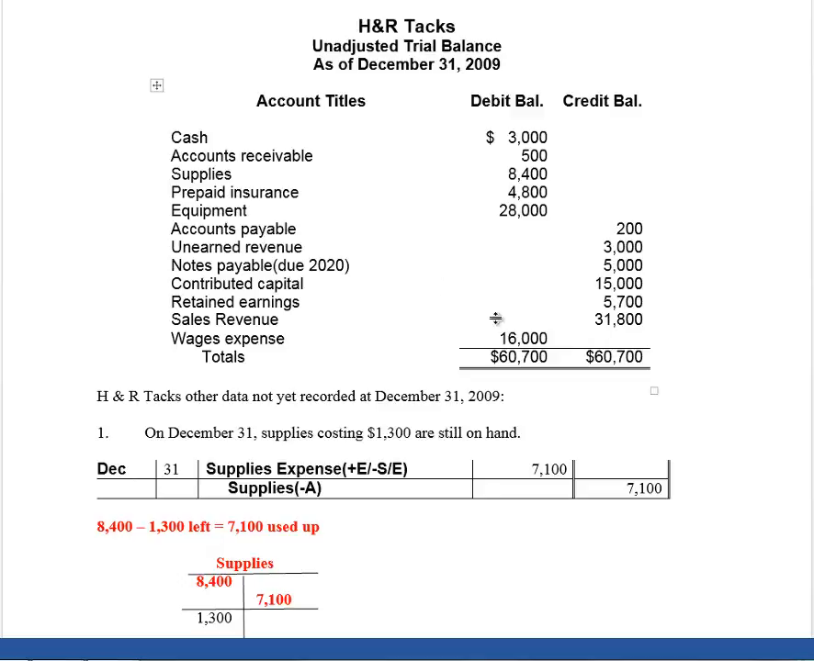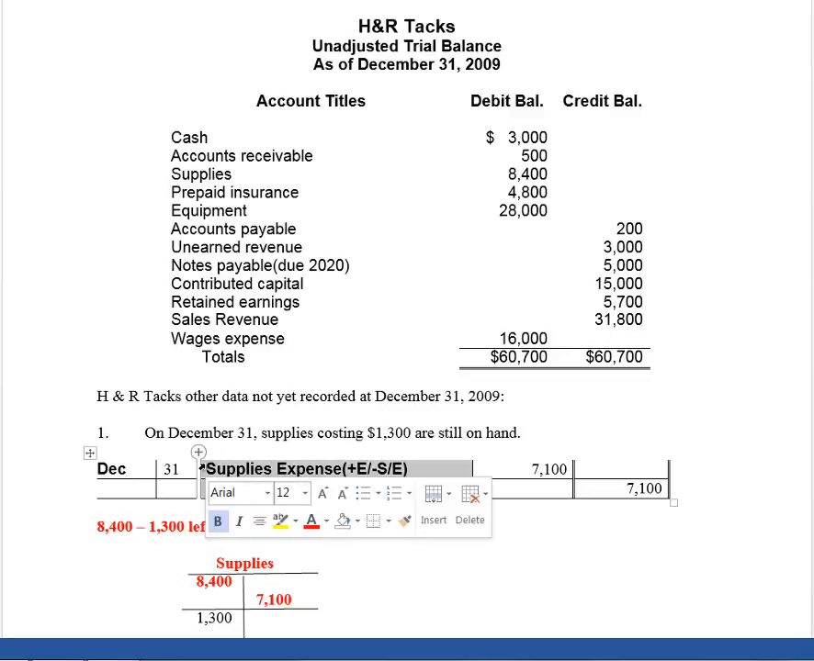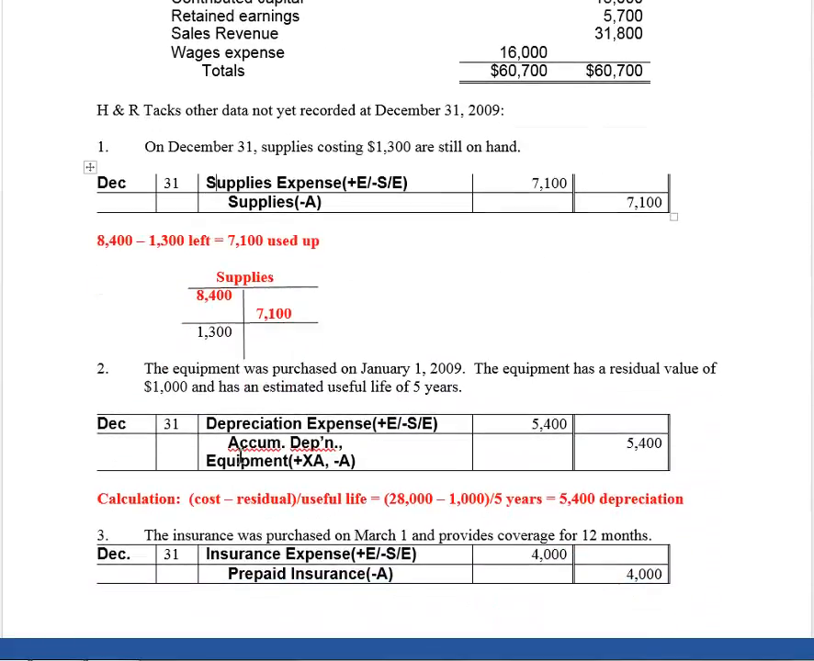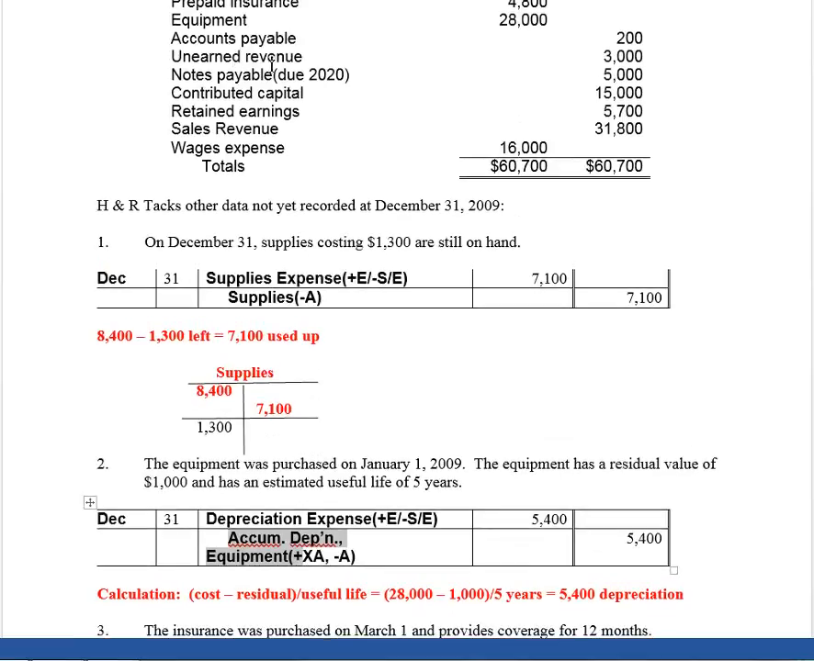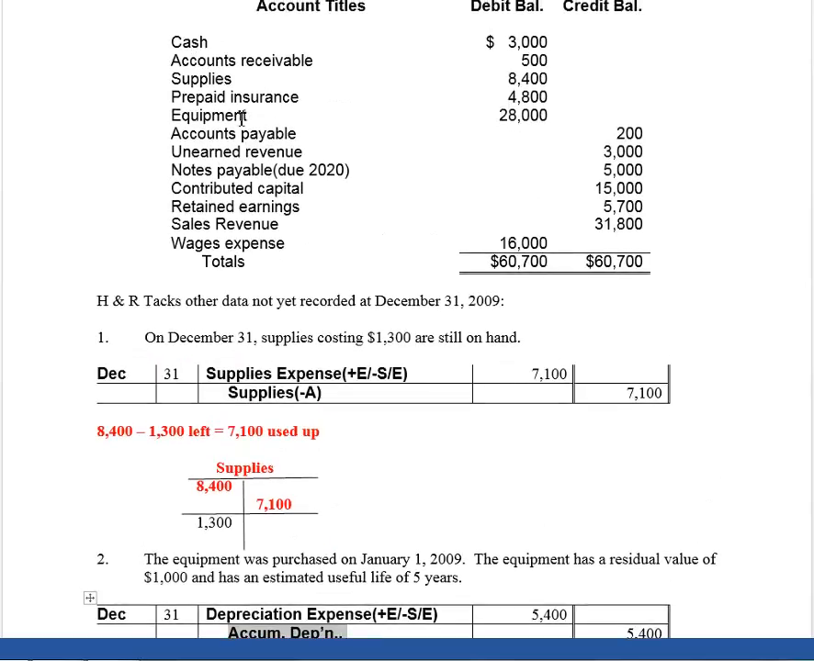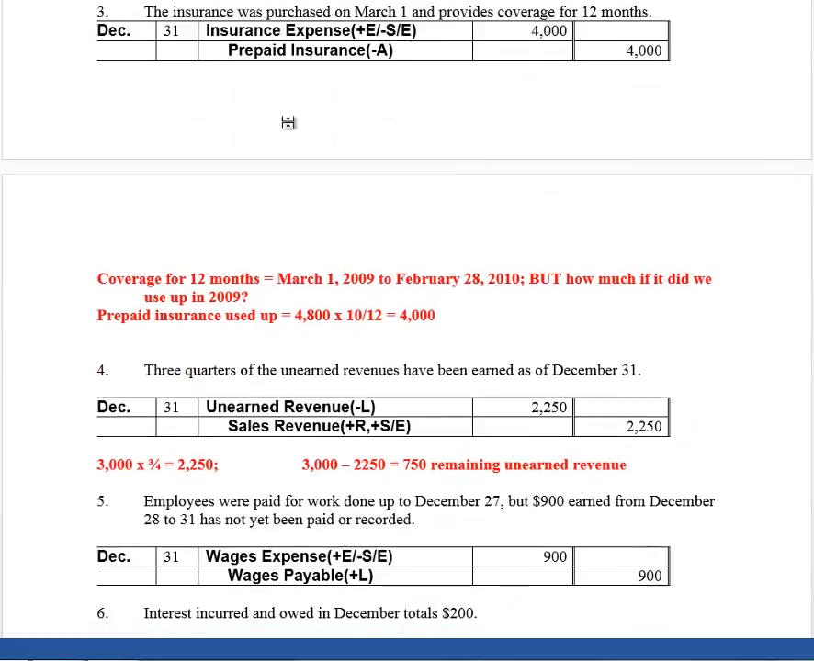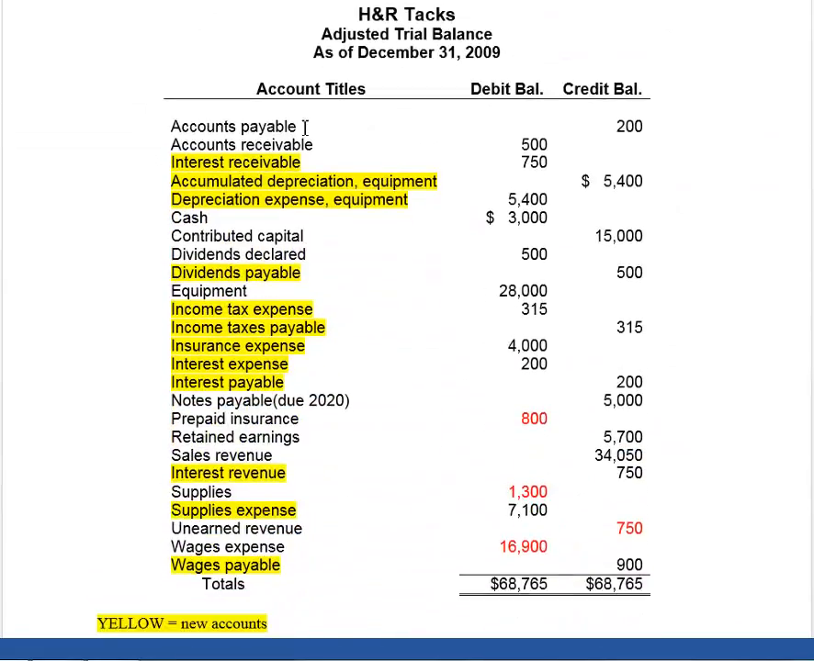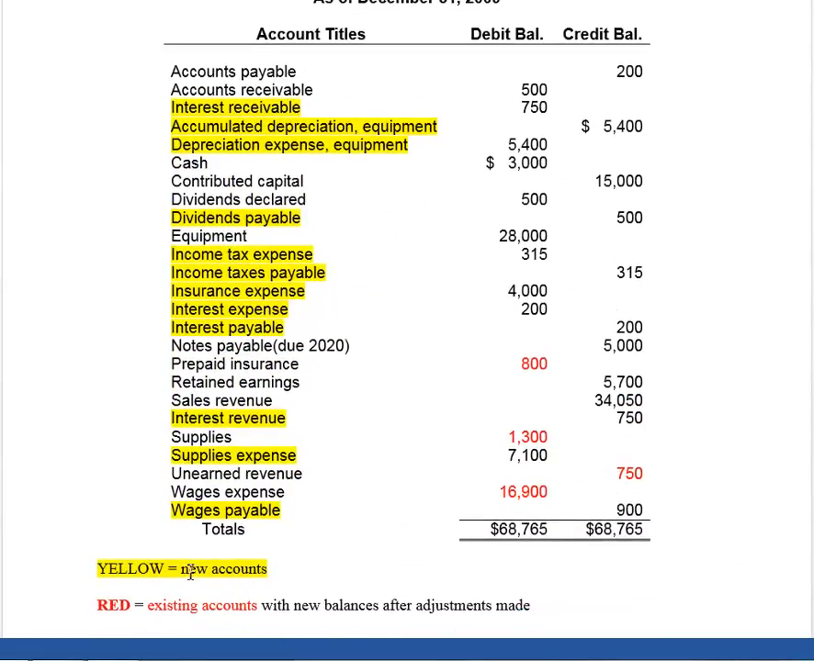Why? Because you can see we've been adding accounts. We added supplies expense. We added depreciation expense and accumulated depreciation. None of these accounts existed up here. So what I've done for you, when you go to your adjusted trial balance, is highlight in yellow any new accounts that we now have here. And I've included in red any existing accounts that we had before, but the balances have changed.